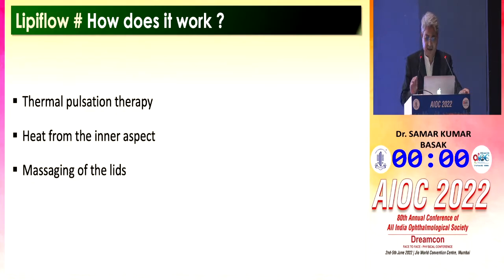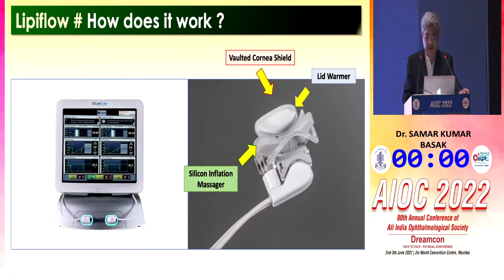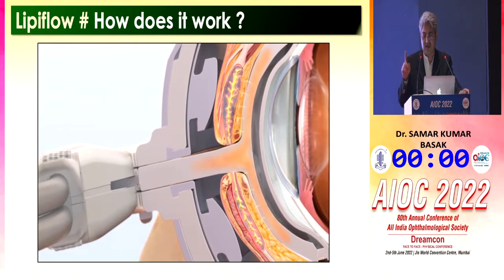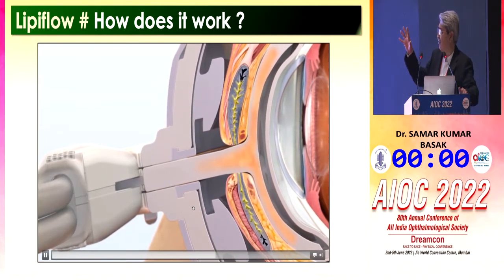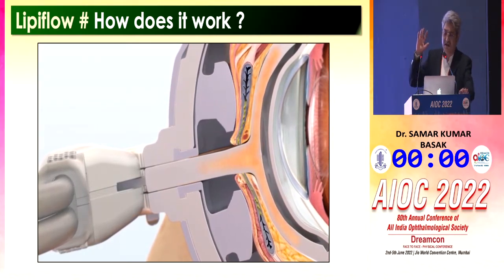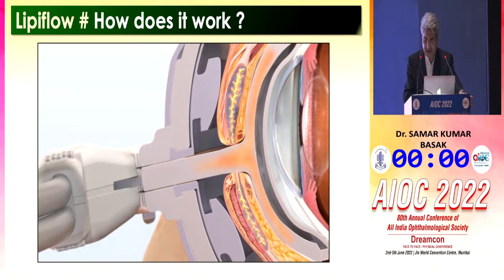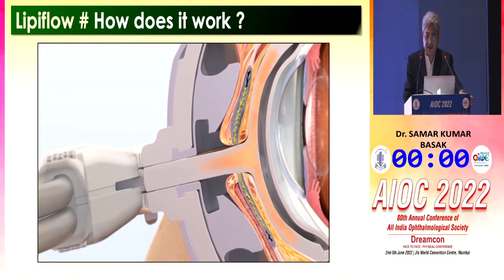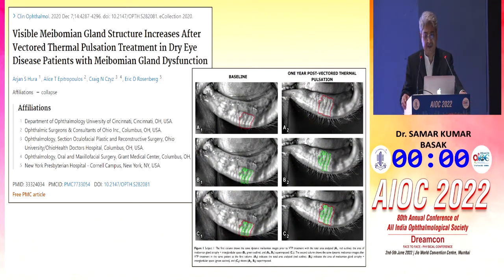It involves thermal pulsation, heat from the inner aspect, and massaging. These 3 things go together. You see that the vault corneal shield is there, the lid warmer is there, and silicone inflation massages. The system can be used only once, then you plug it in. In this video you see this kind of movement happens, and it also simultaneously gives heat from the inner surface and gives compression. So you can call it a lid spa, but it is very, very important, and it is needed for some patients with MGD.